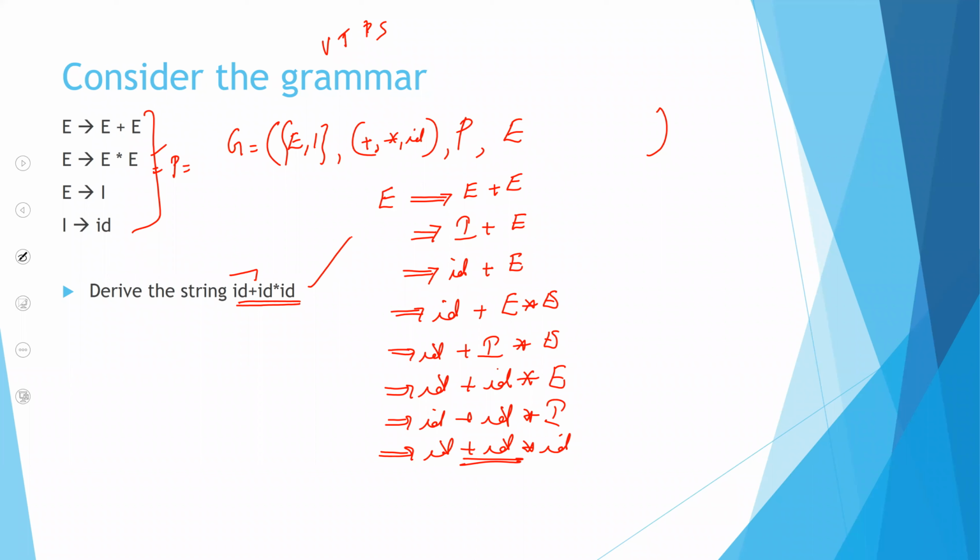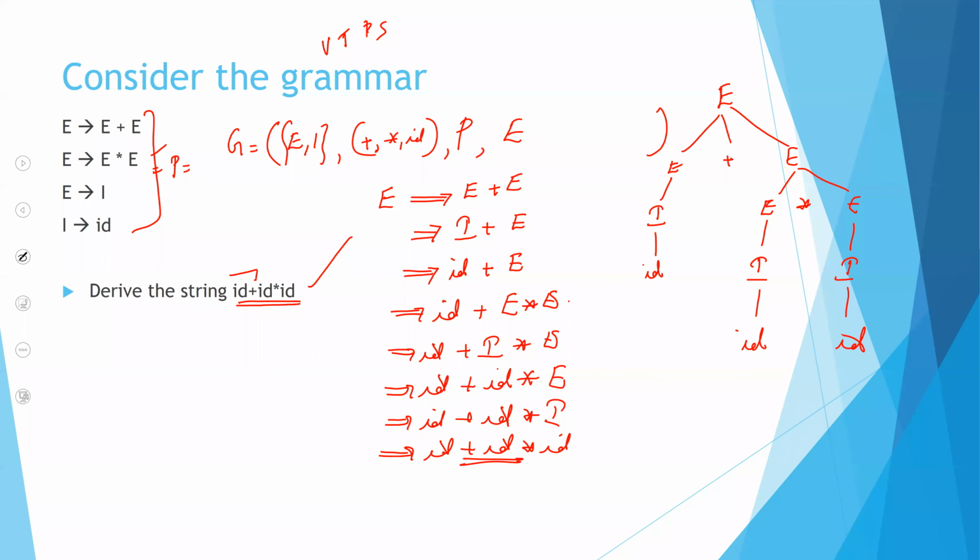You can draw a parse tree or a derivation tree for the same. Each step will have a level. So E, I first did E plus E. Then I changed E to I, to ID, plus I didn't do anything. After which I did this E into E, this particular step. E, I changed into I, changed into ID. Here also I did the same, ID.